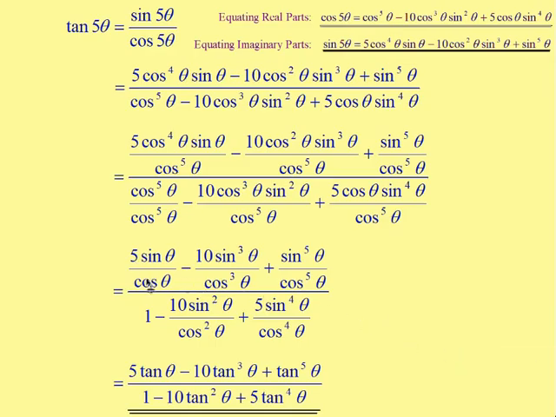So we'd have 5 tan theta, take away 10 tan cubed theta, plus tan to the power of 5 theta, over the 1, take away 10 tan squared theta, plus 5 tan theta to the power of 4. So that will be our answer, and that's an identity for tan 5 theta, all in terms of tan. Woo!